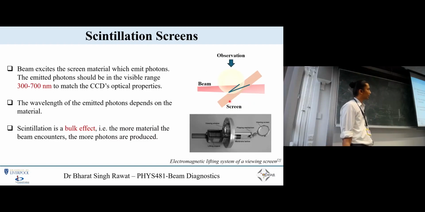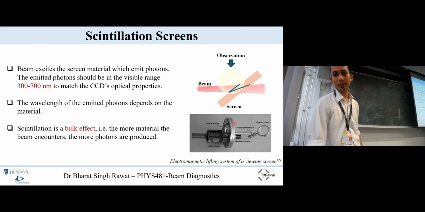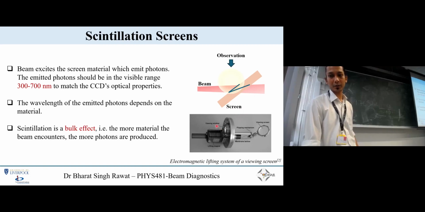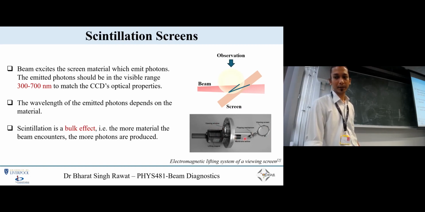So this is a typical viewing screen that you can see. You view your beam from this, and this is your viewing screen, and then you can use electromagnets to lift this in and out of your beam line.